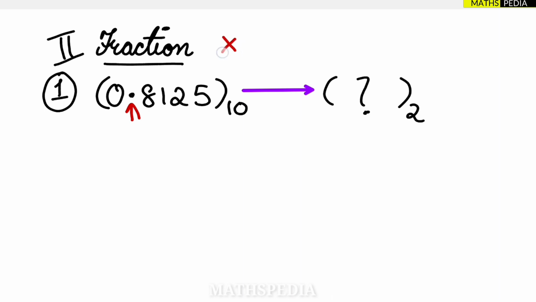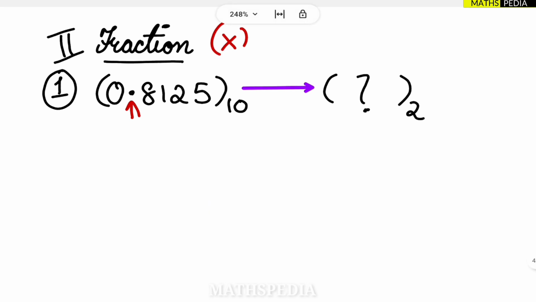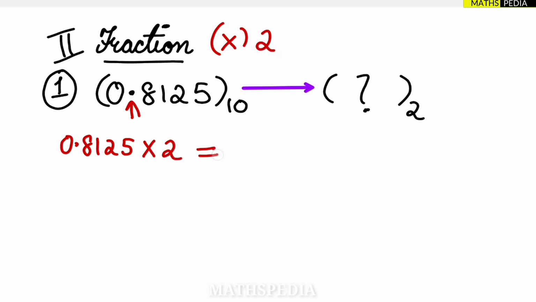Here we have to go for the multiplication sign. So take this number 0.8125 and multiply with 2, because it is binary, so we multiply with 2 there, where we divided. Okay, here we have to multiply. So when you multiply with the 2, just put it in the calculator. We will be getting 1.625.